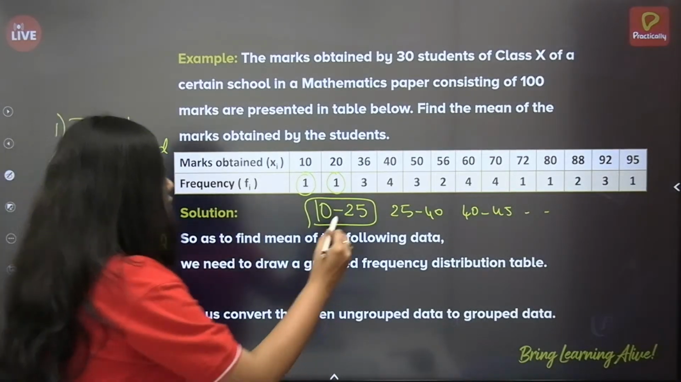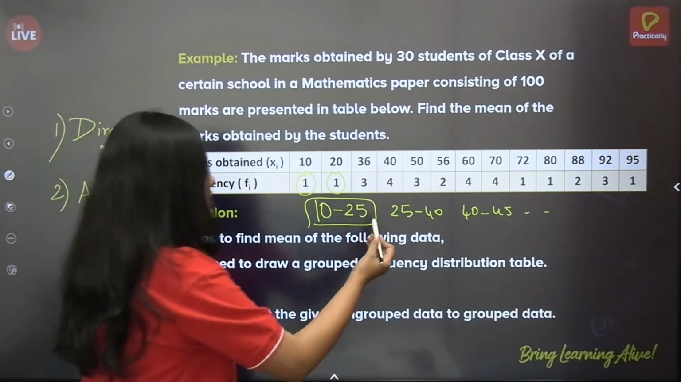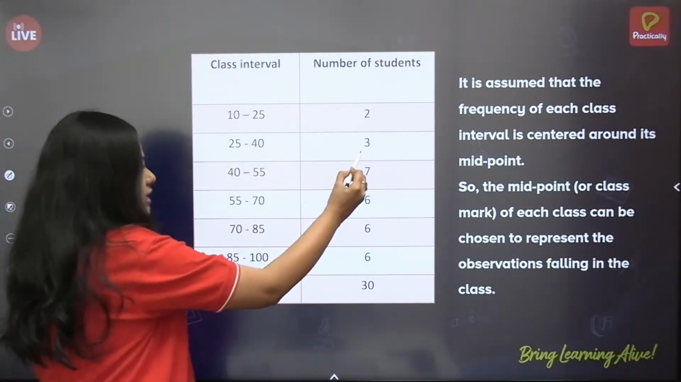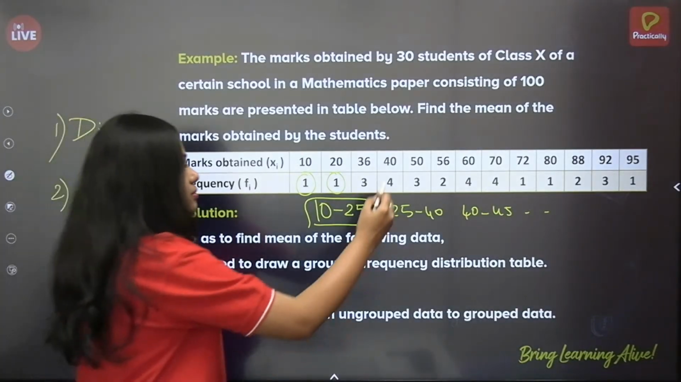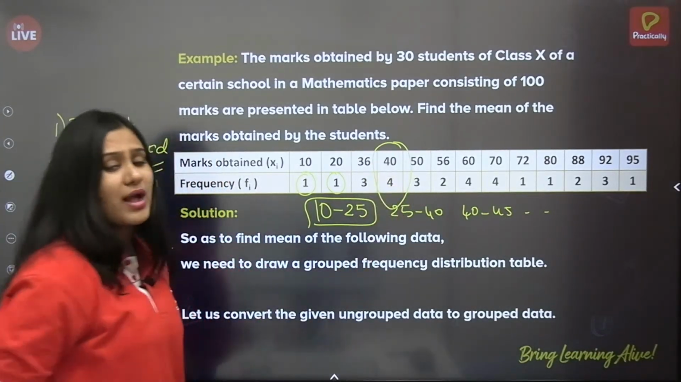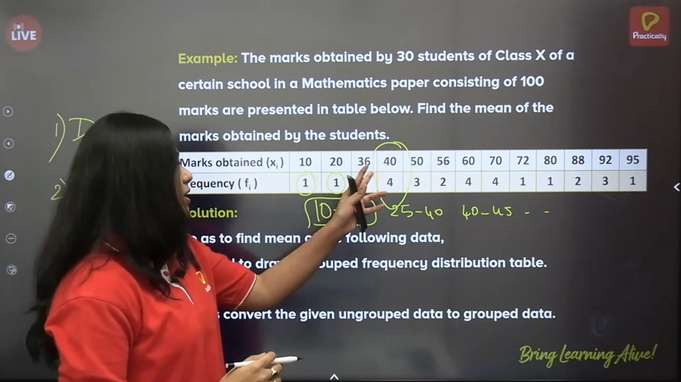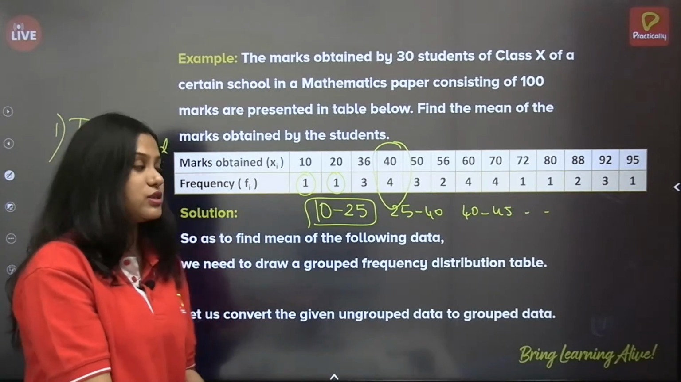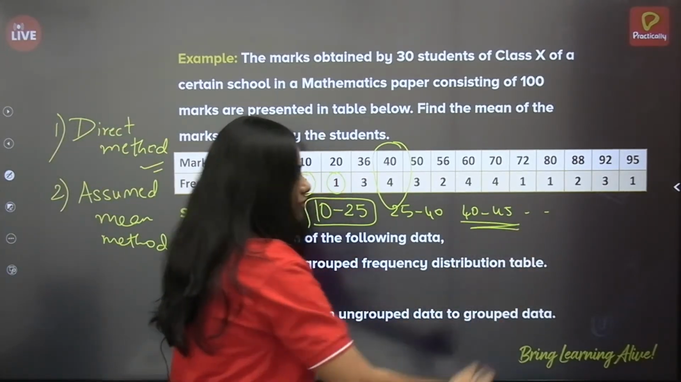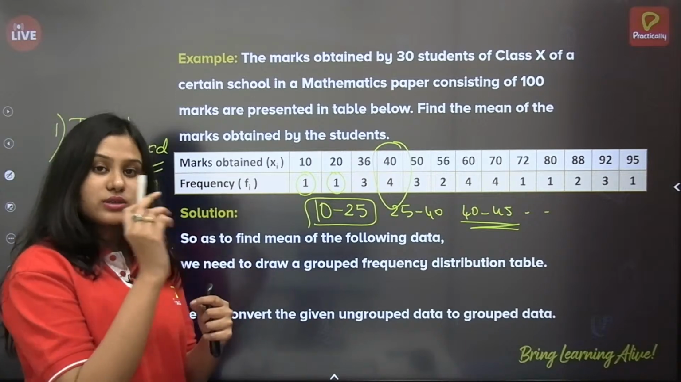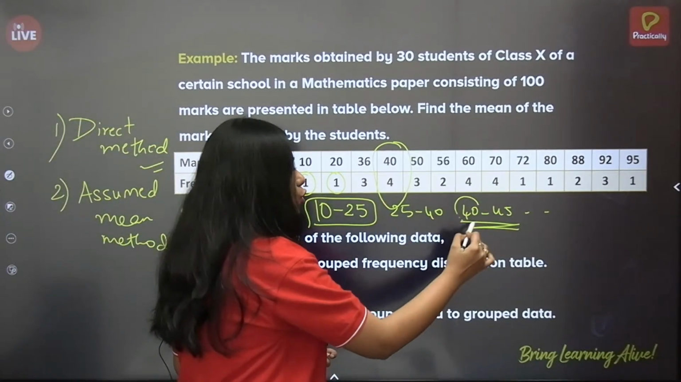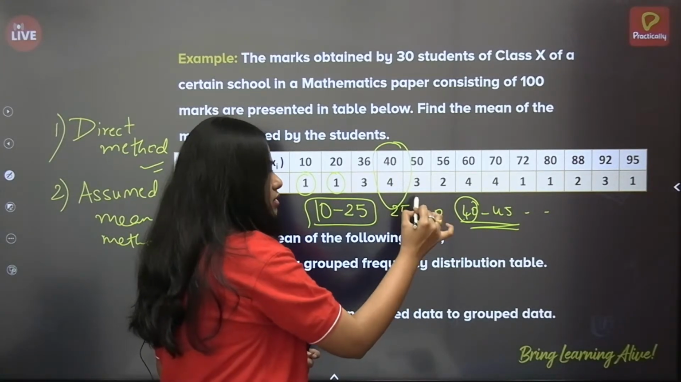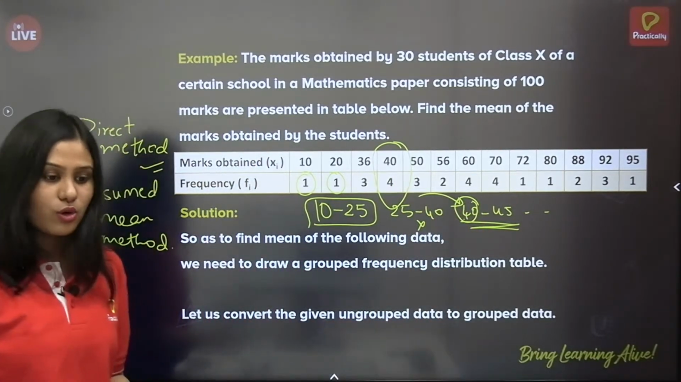Next, 25 to 40, same thing. Just count, how many are there between 25 and 40? Only 3, so we'll write 3. Now you might be wondering, ma'am, there is a 40 also, there are 4, why are we not writing 4 plus 3, 7? Because 40 is not counted in this interval, it will be counted in the next class interval, that is 40 to 55. Always count the frequency where you see the lower limit. So the frequency of 40 should be put there.